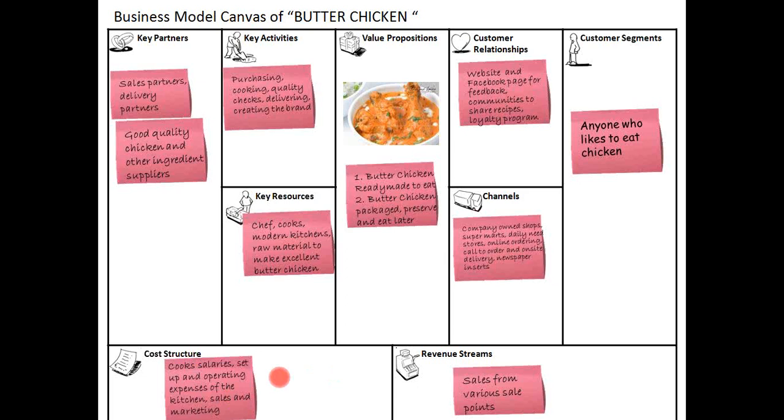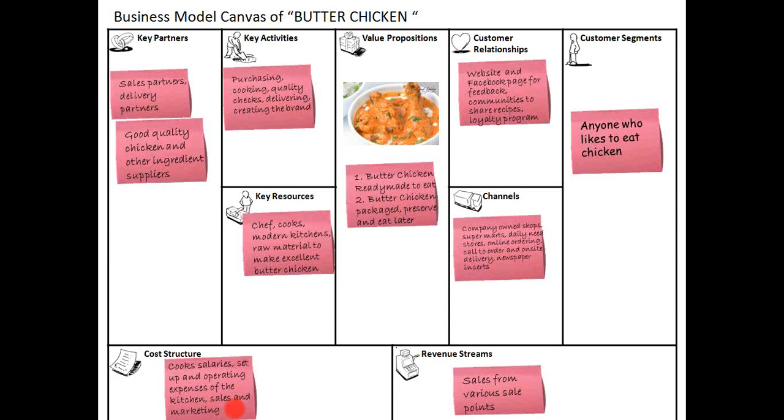And what are my costs? Well, I have to pay salaries to people. There's going to be a cost setting up the kitchen where this whole thing is manufactured. So the kitchen is probably going to be more like a factory where the butter chicken or the butter paneer is manufactured. And some amount of costs to be incurred in terms of my branding. So I've said I want to create a brand, right? So some amount of cost going into sales and marketing. So at a very preliminary level, this is what my first draft of the business model canvas could look like.